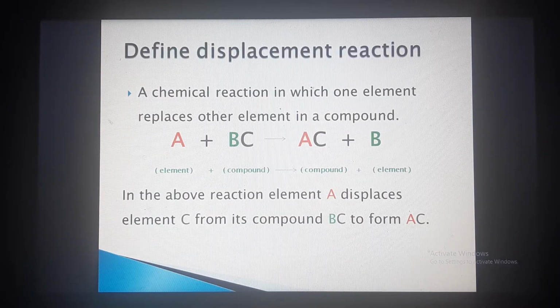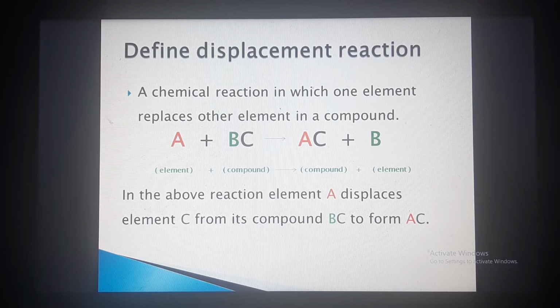First we are discussing how to define displacement reaction, that is our first objective. What is a displacement reaction? A chemical reaction in which one element replaces another element in a compound is called a displacement reaction. Here an example is given: there is an element A reacting with a compound BC. This compound BC is formed by combining elements B and C. And we get the products AC plus B.